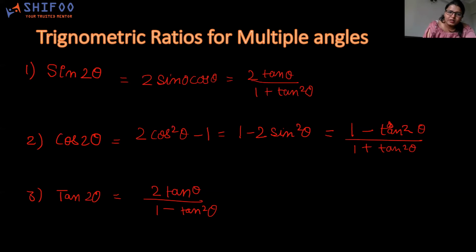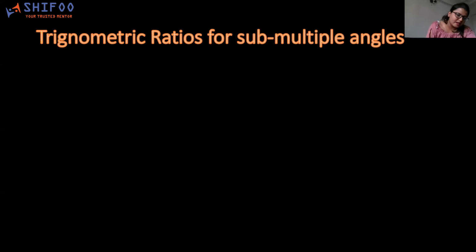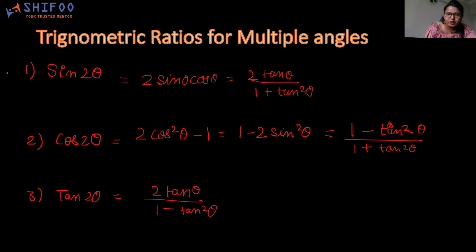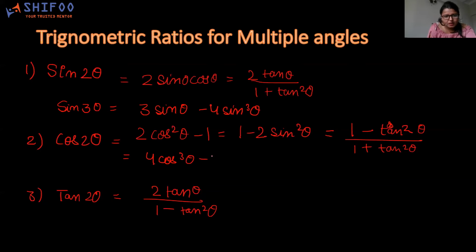Now let's move on to the trigonometric ratios for submultiple angles. Herein I'd like to mention sine 3 theta as well, because that is also used in our syllabus. So sine 3 theta will be given as 3 sine theta minus 4 sine cube theta. Then cos 3 theta can be written as 4 cos cube theta minus 3 cos theta.